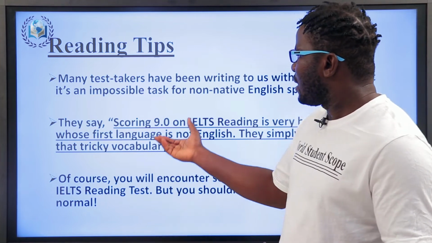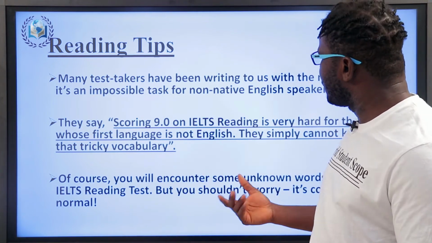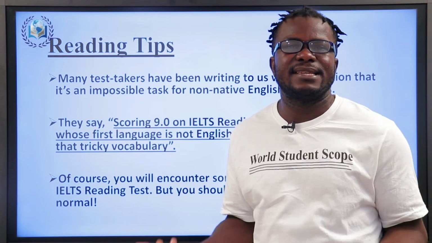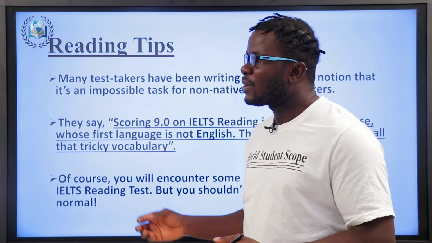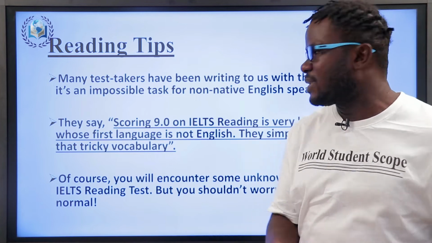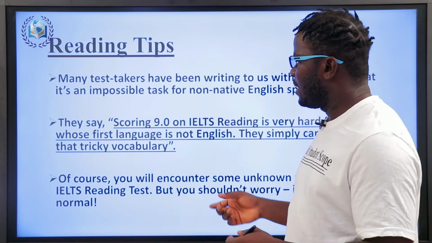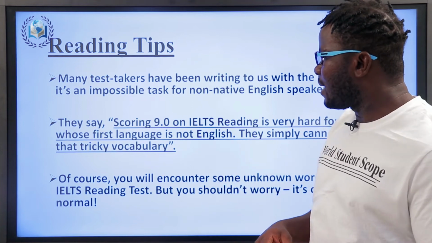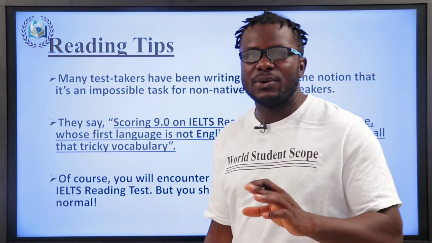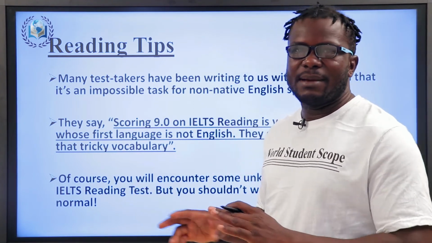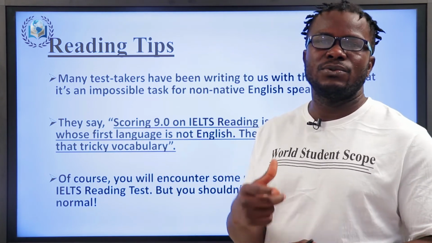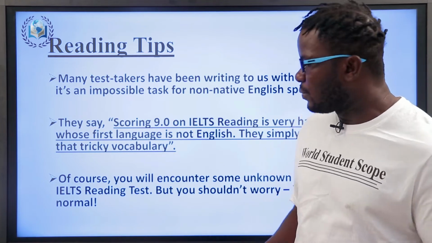And also some people score 9.0, and people wonder, how is it possible? I can't understand English well, I can't speak English well. But don't worry, on this platform, WorldStudentScope, we are going to teach you and give you all the tips and tricks on how to score 9.0 in your reading and even improve your vocabulary skills. And of course, you will encounter some words that you don't know. So don't panic about that, just relax. For those unknown words, we are going to teach you a trick on how to identify them or words that are similar to them.